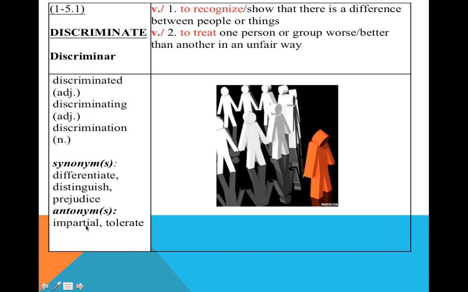Impartial means there's no division, there's no unfairness. Tolerate, the same. You deal with the people. You treat them equally. Tolerate them.